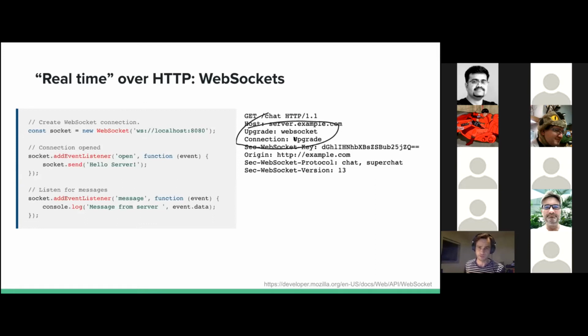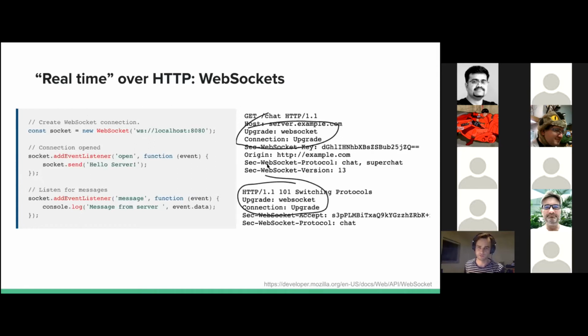There's a couple of key points on the request itself. The request will include this initial header to upgrade the request from an HTTP request to a WebSocket request. The server will respond accordingly with a 101 to indicate the protocol has switched to WebSockets. And from that point, assuming everything's configured correctly, you'll have a persistent connection.